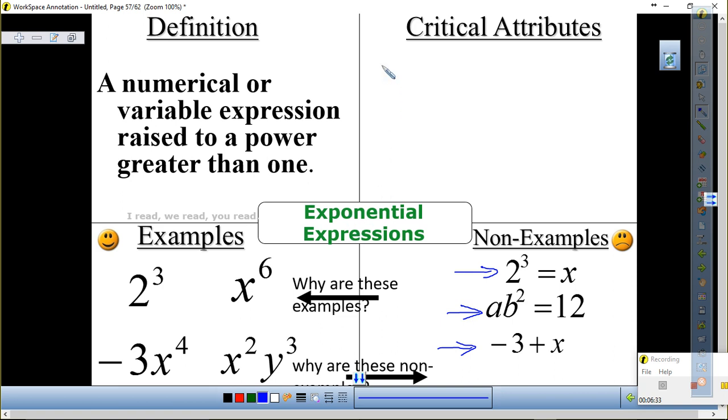Exponential expressions are hashtag what? Come up with at least 2 or 3. Exponential expressions are hashtag what?